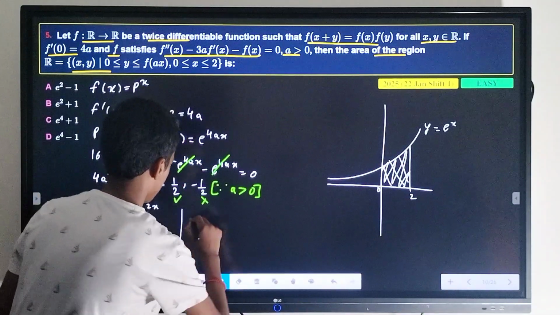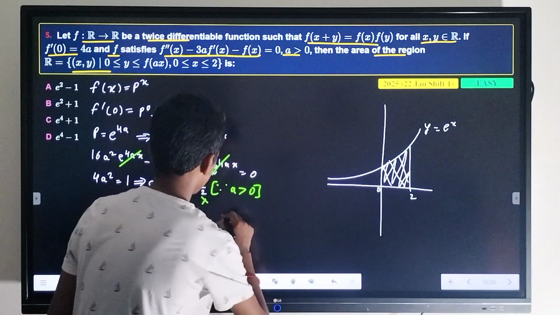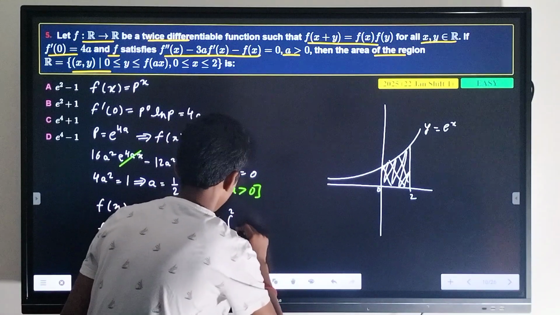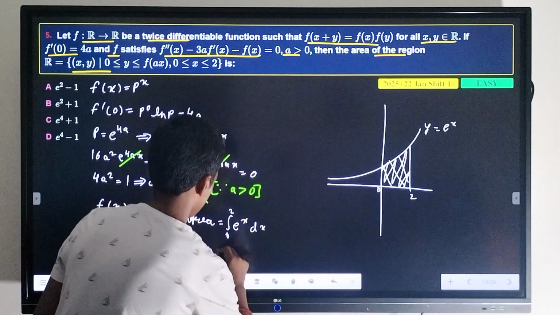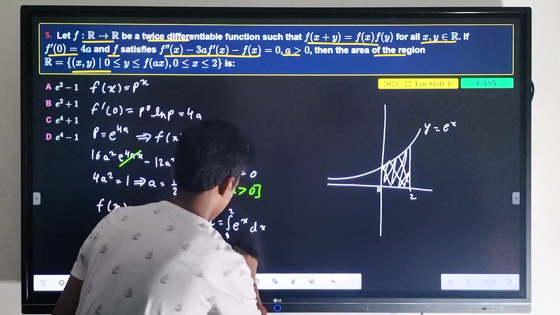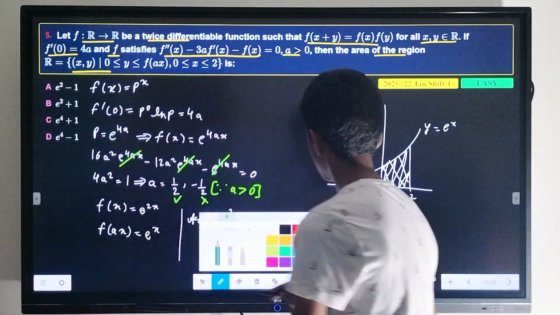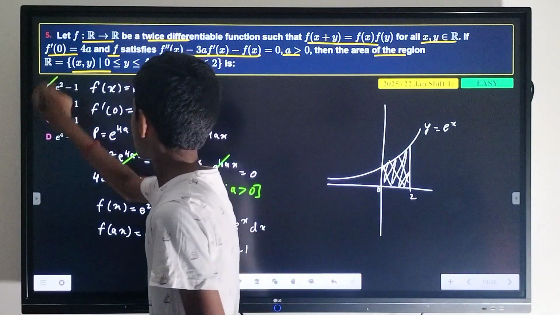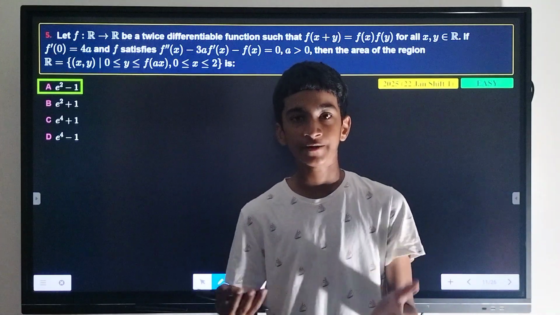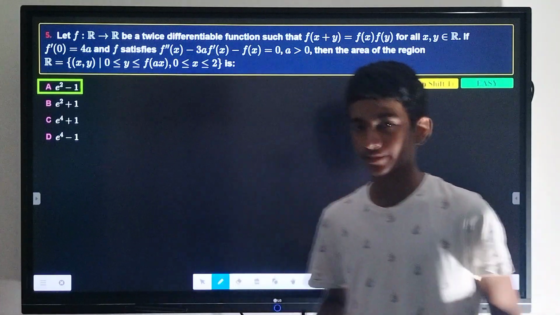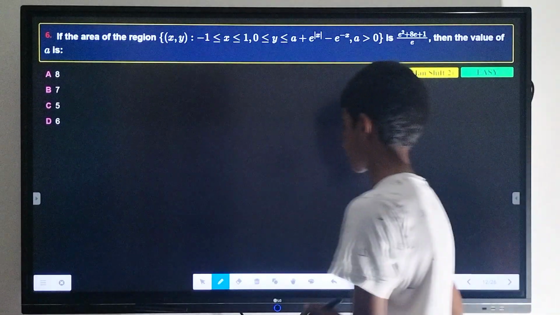So from here our area of the region is equal to integral from 0 to 2 e raised to power x dx. So from here this is equal to e square minus 1. So our option A is correct, and here is our solution, and we can see that our answer is correct. Here is our next question now.